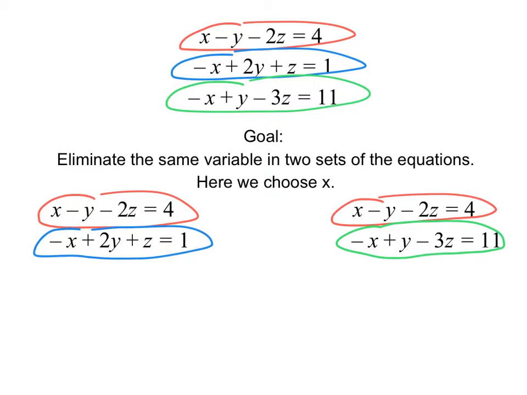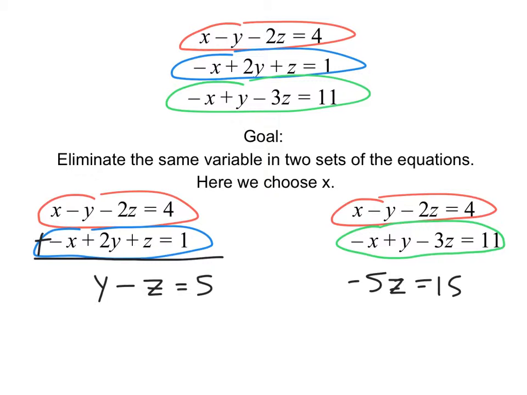Now we're going to do elimination with those 2 systems, and I've already set it up so that my x's are going to cancel and give me 2 variables. So x minus x is 0x, negative y plus 2y is y, negative 2z plus z is negative z, and 4 plus 1 is 5. On the right side, x minus x is 0x, negative y plus y is 0y, negative 2z minus 3z is negative 5z, equals 15. And once again, I'm really happy because my right equation, I can finish solving for one of my variables. So I get z equals negative 3.